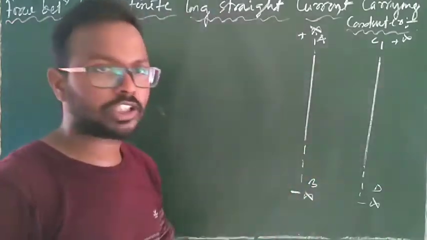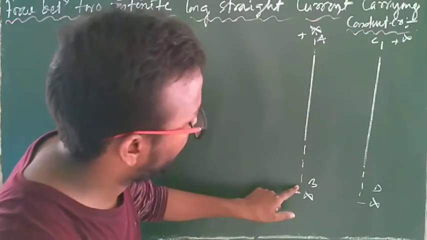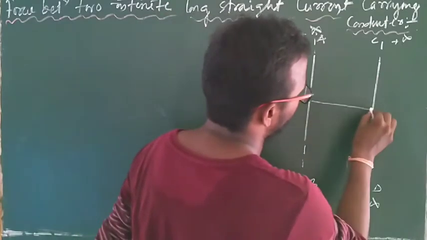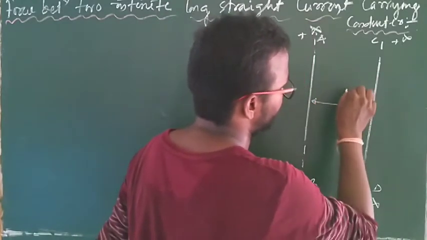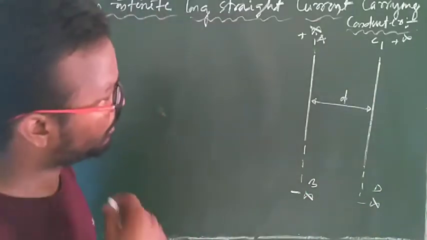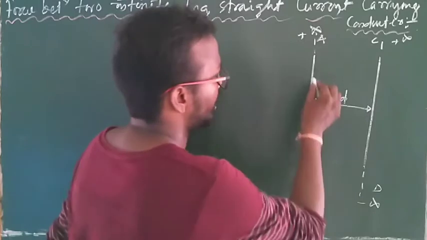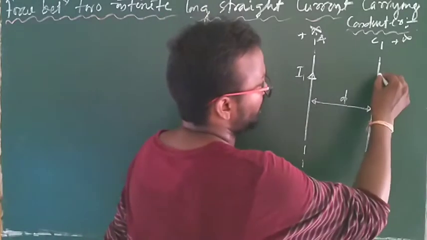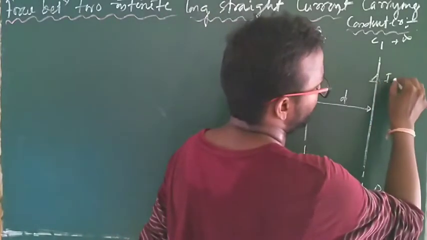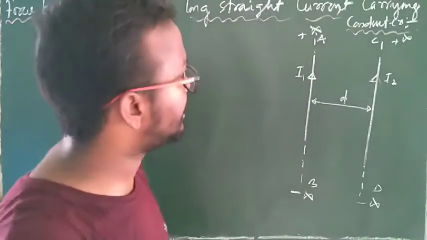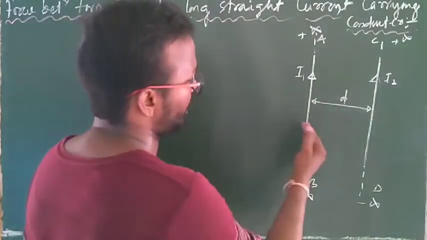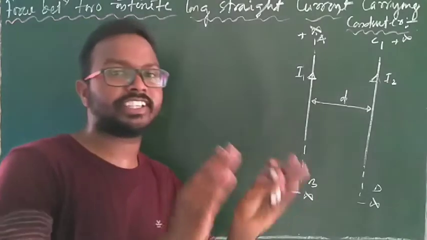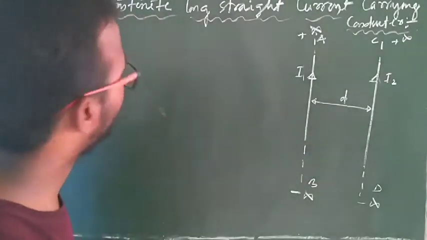There are two infinite conductors, AB and CD, and the two conductors are separated by a small distance D. Now if the current flowing through conductor AB is I1 and the current flowing through the infinite conductor CD is I2, what is the total force experienced by this conductor? We have to determine the force here.